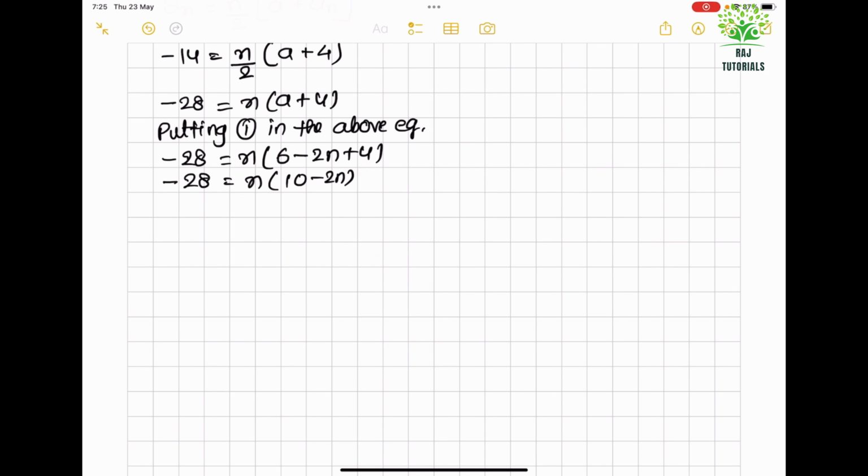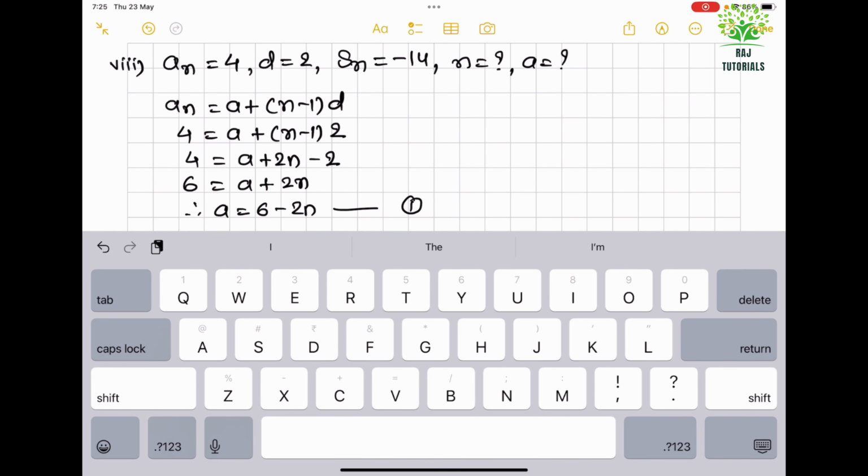So if I open the bracket, minus 28 equal to 10n minus 2n square. So I can say 2n square minus 10n minus 28 equal to 0. Dividing by 2, n square minus 5n minus 14 equal to 0. 14, such factors whose sum is minus 5.